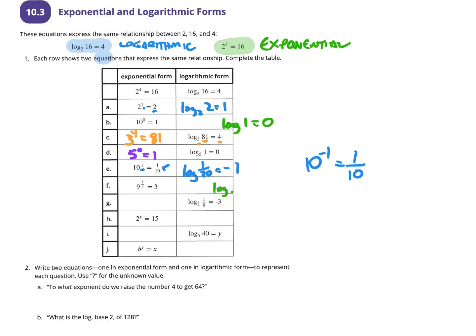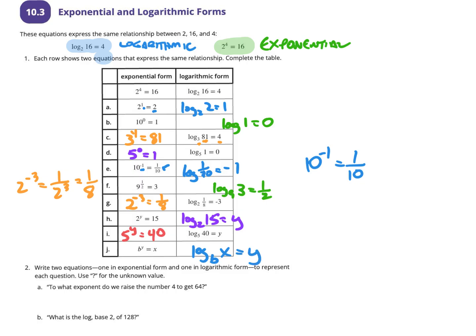So log base 9, because it's not base 10, of 3 equals 1/2. Because 9 to the 1/2 power is 3, or the square root of 9 is 3. Now, our base is 2. Our answer is -3, and that's 1 over 8, because 2 to the -3 equals 1 over 2 cubed, and 2 cubed is 8. All right, 2 to the y equals 15. We get log base 2, we had to write the 2 because it's not 10, of 15 equals y. And then 5 to the y equals 40. And then log base b of x equals y. Okay.